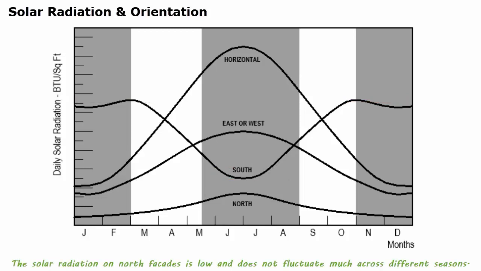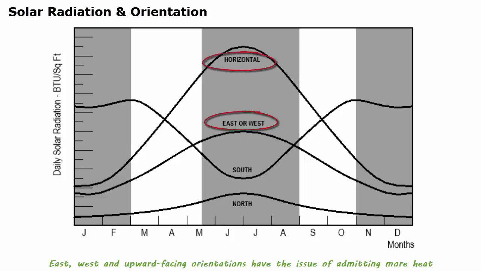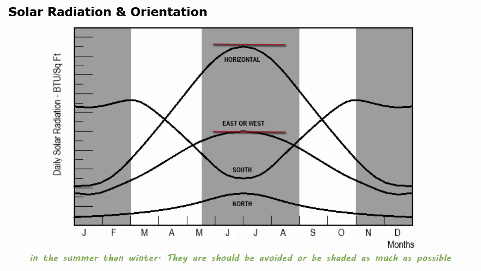The solar radiation on north facades is low and does not fluctuate as much across different seasons. Therefore, north-south orientations are generally desirable in most climates. East, west, and upward-facing orientations have the issue of receiving more heat in the summer than in the winter. They should be avoided or be shaded as much as possible.